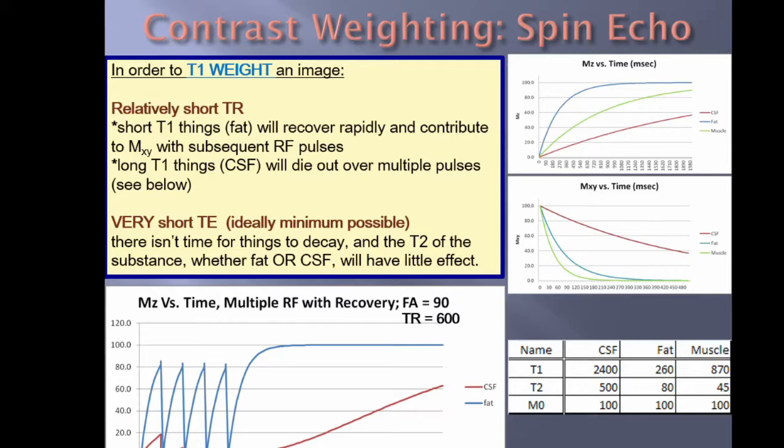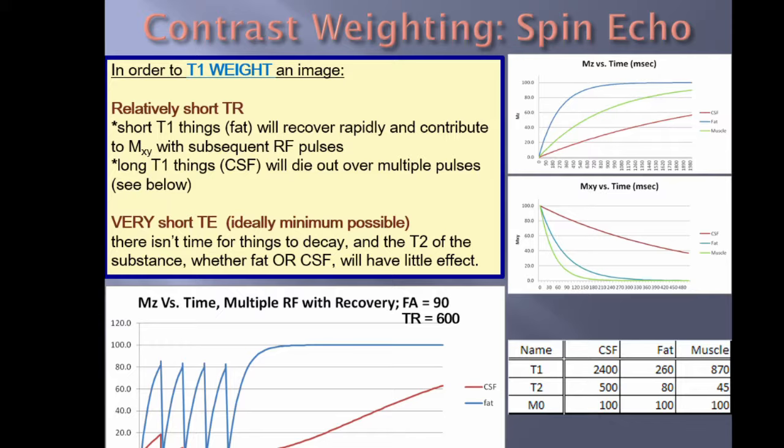Here we see multiple RF pulses of fat versus CSF. The fat, you notice, recovers. It doesn't go back up to 100. It goes up to about 80 with each subsequent pulse. But you notice it sets up a really nice equilibrium for itself. So basically, you could do this all day, and fat is going to constantly be coming back up to about 80.